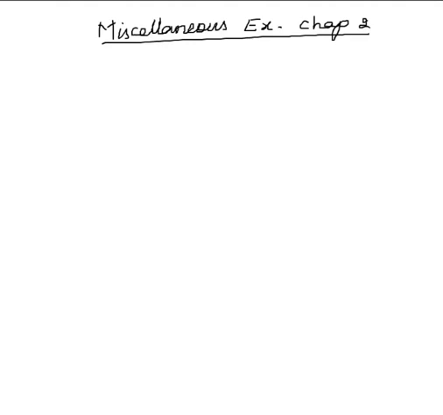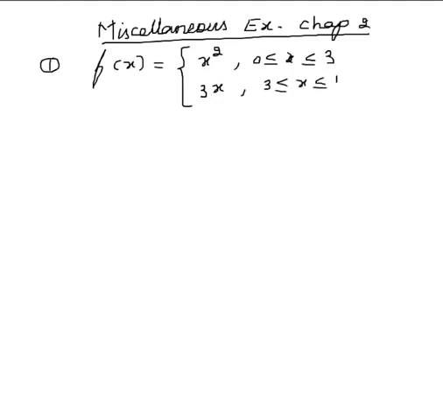Let us do miscellaneous exercise of chapter 2. Question number 1. The relation f is defined by f of x is equal to x square if 0 less than or equal to x less than or equal to 3, and 3x if 3 less than or equal to x less than or equal to 10.